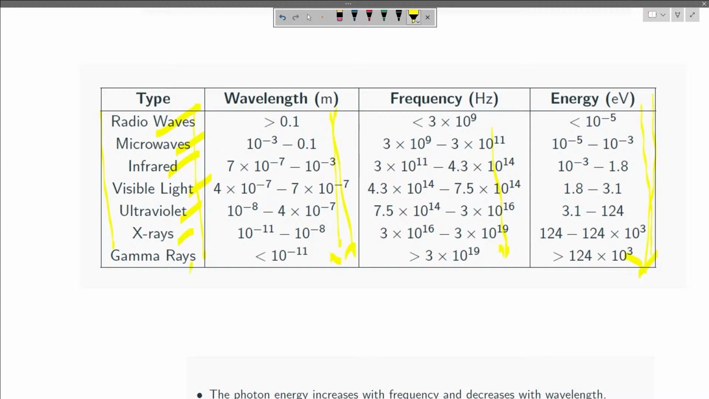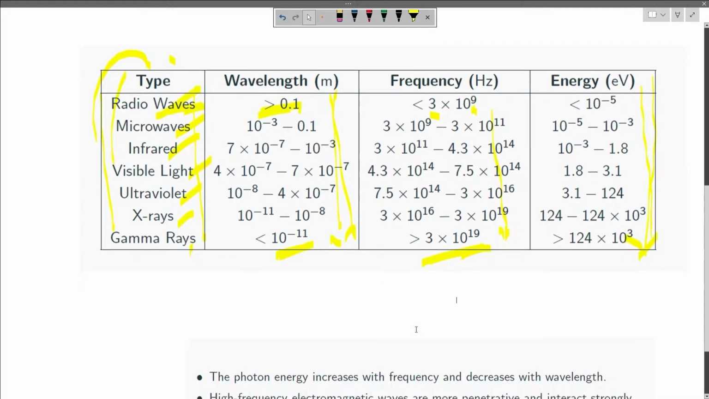We can see that the least energy is that of the radio waves, which have a much higher wavelength, much higher than 0.1 meter, and they have a frequency of less than 3 into 10 to the power 9 hertz, and energy less than 10 to the power minus 5 electron volt. And the gamma rays have the least wavelength, of the order of less than 10 to the power minus 11 meter. They have higher frequencies, 3 into 10 to the power 19, and they have the highest energies of 1.24 into 10 to the power 3 electron volt.